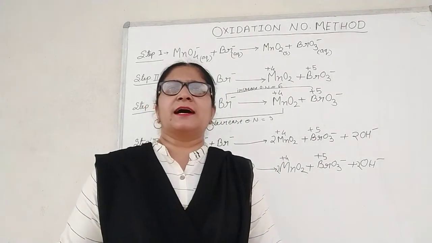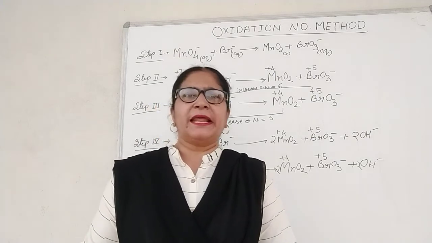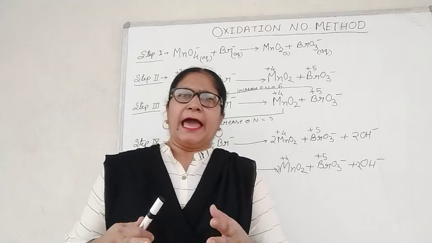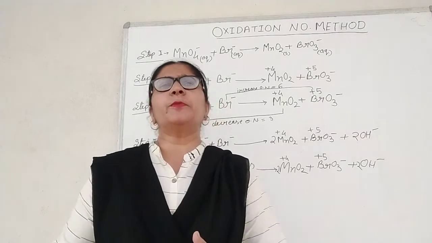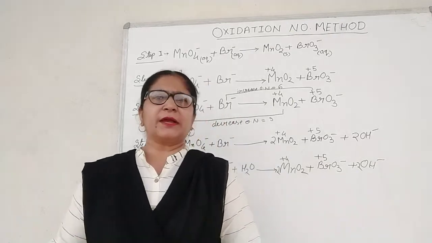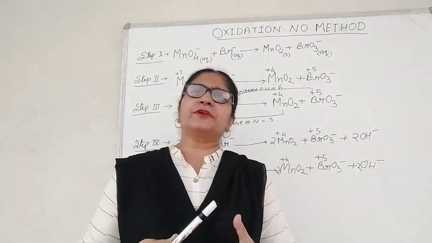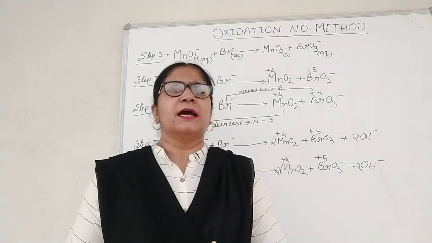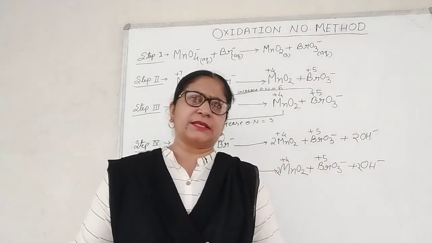In today's class, we will discuss balancing of redox reactions. Actually, there are two methods of balancing. They are the oxidation number method and the half reaction method. The half reaction method is also known as the ion electron method.